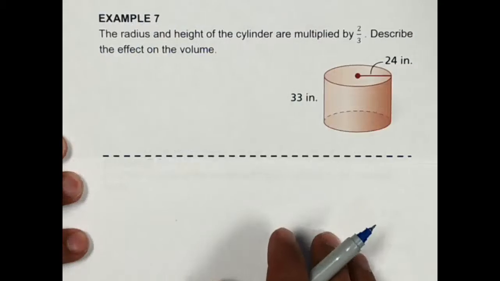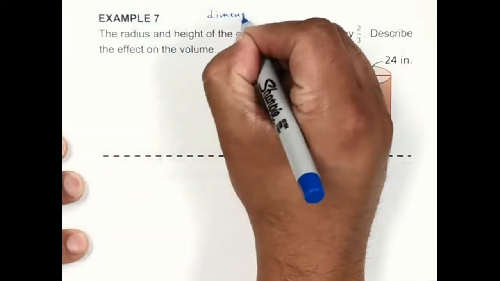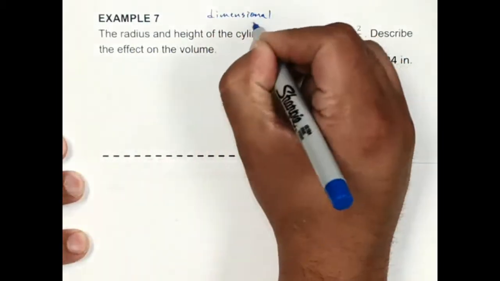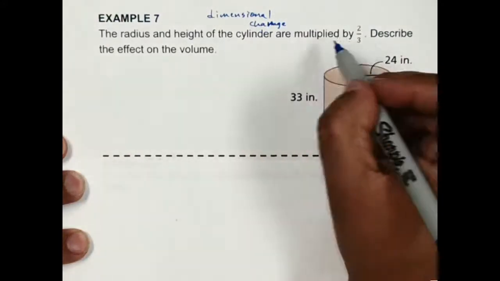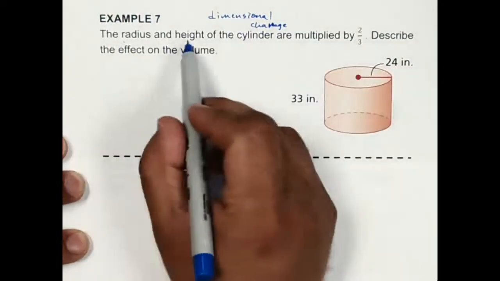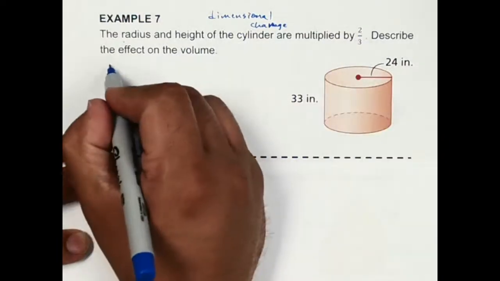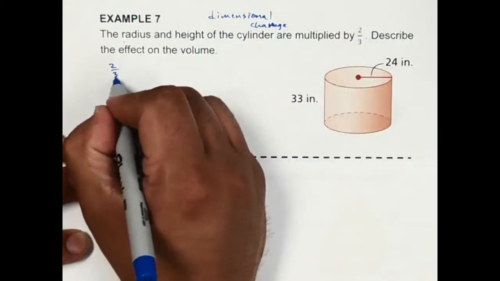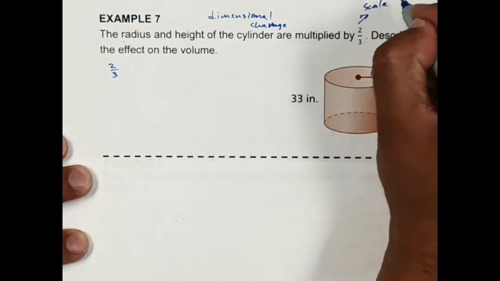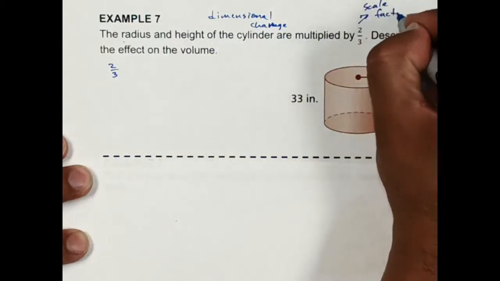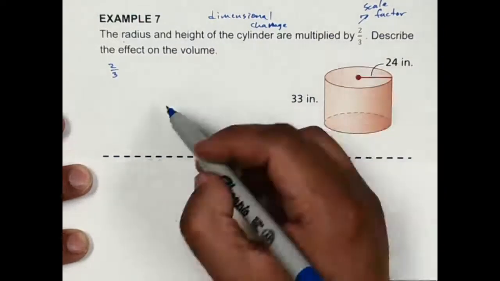Alright, this next example has to do with dimensional change. We kind of talked about this before with perimeter and area. Now we're going to look at it in terms of volume. So the radius and the height are multiplied by 2/3. Remember that if we're just changing one of the dimensions, then the scale factor, that would just be, I would take whatever the perimeter is and multiply that by 2/3 to get my new perimeter.